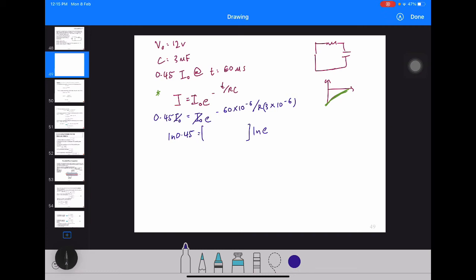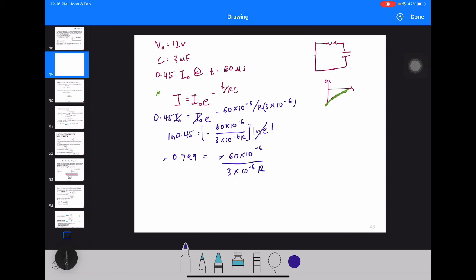So basically I have negative 60 times 10 negative 6 over 3 times 10 negative 6 R. Okay, you can solve this one and find the R straight away. So ln e is equal to 1. ln 0.45 is actually equal to negative 0.799. So equals negative 60 times 10 negative 6 over 3 times 10 negative 6 R.